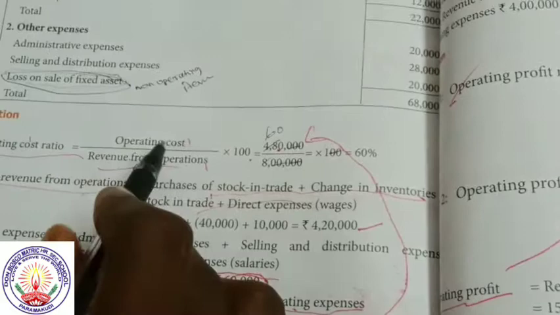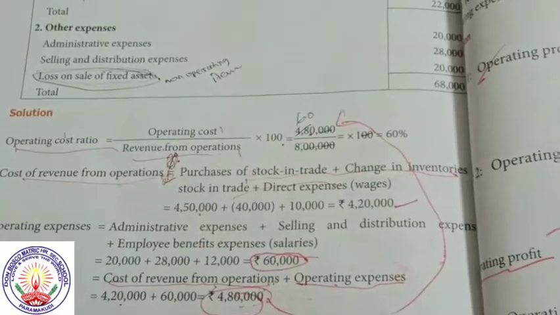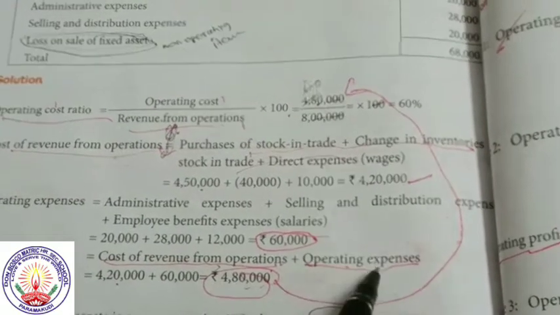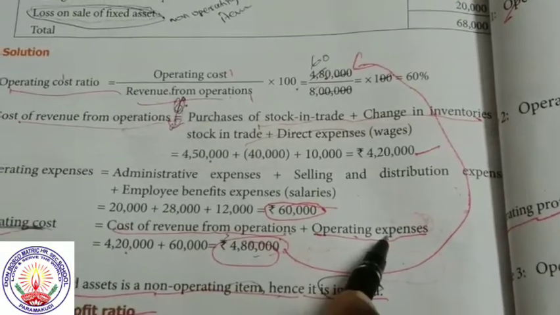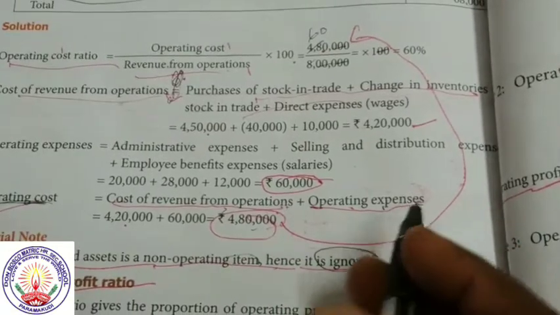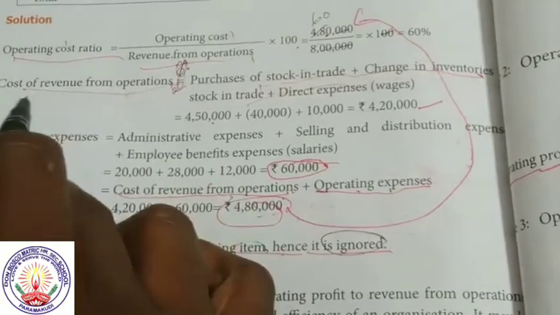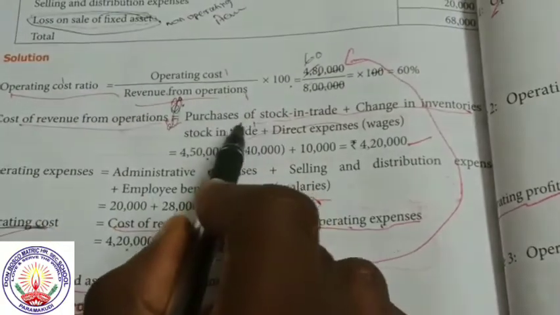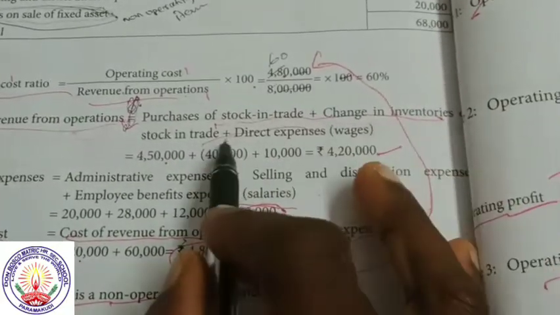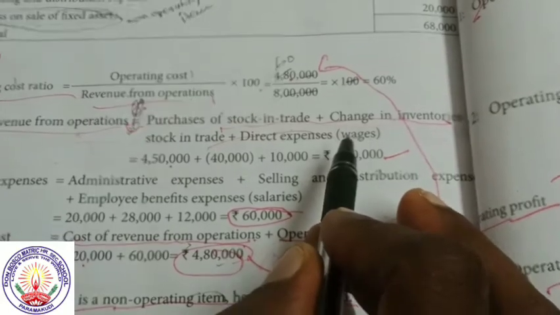Next, the top value: operating cost. What is the formula for operating cost? Operating cost means cost of revenue from operations plus operating expense. First of all, find the cost of revenue from operations and the operating expense. Cost of revenue from operations means purchase of stock in trade plus change in inventories of stock in trade plus direct expense. Direct expense means wages, already given in the question.